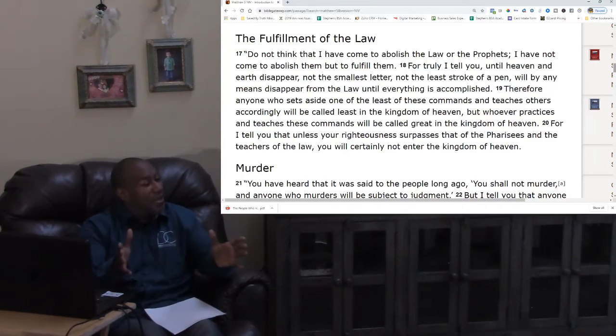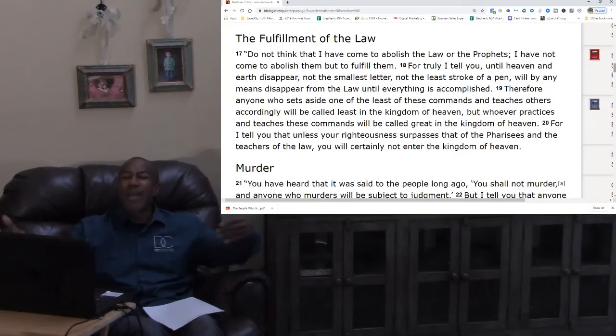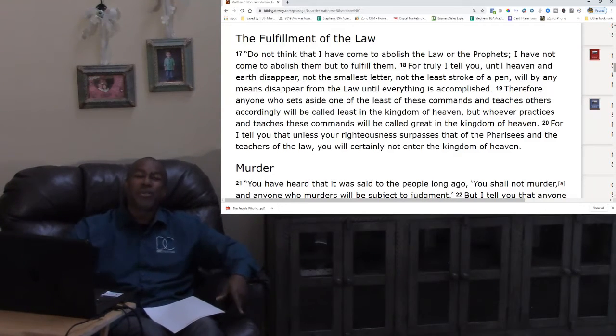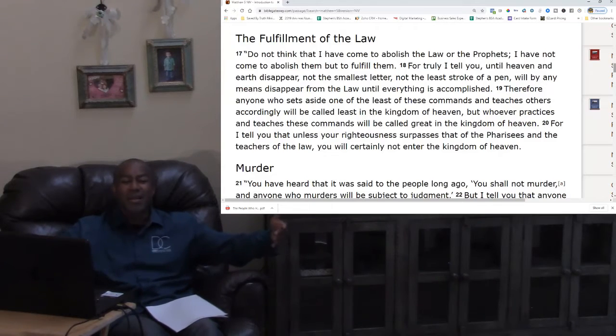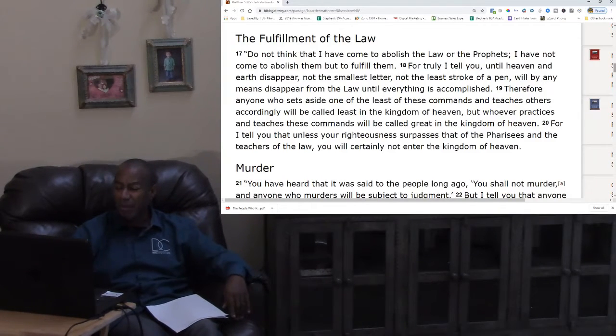Fulfill means complete. It wasn't complete before. They never went into the promised land. And when the children did, they disobeyed too later on. And so he didn't come to get rid of the commandments. He came to complete it, to fulfill it. Let's keep reading. Verse 19.